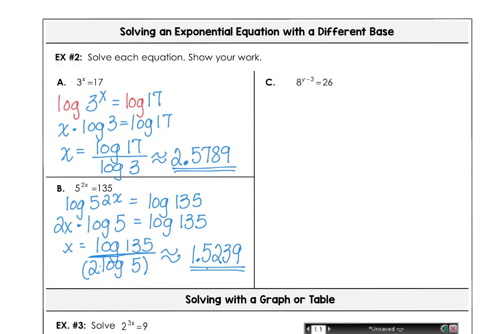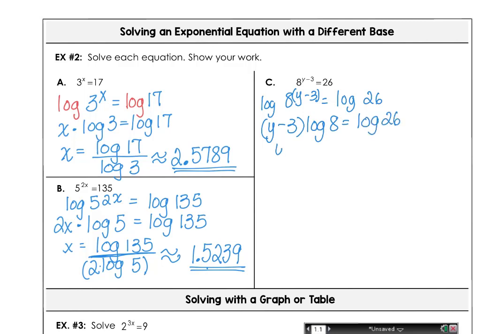Then for part C, following the A and B versions, if we take the log of 8 to the y minus 3 power and take the log of 26, then that entire exponent, y minus 3, that entire thing becomes a factor of log of 8. And you can isolate the y minus 3 by dividing both sides by log of 8.